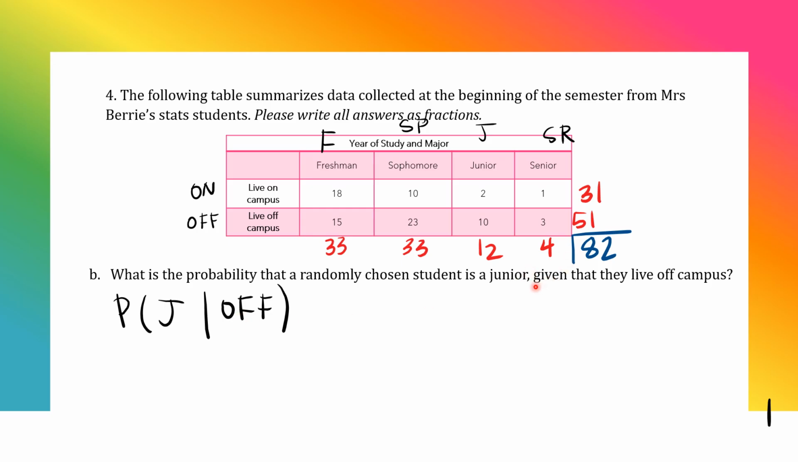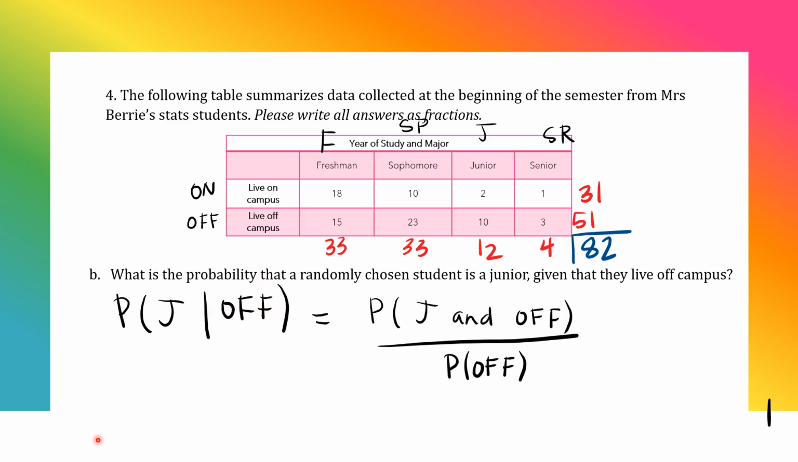So again, there's the word given. What comes after that is what comes after the straight line, the long straight line. So junior given off campus, the formula says that's the probability of being a junior and living off campus divided by the probability of whatever comes after the given. So that's off campus. So probability of junior and off campus divided by the probability of living off campus.